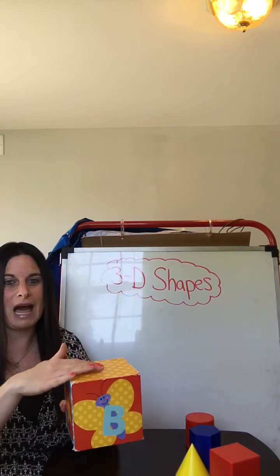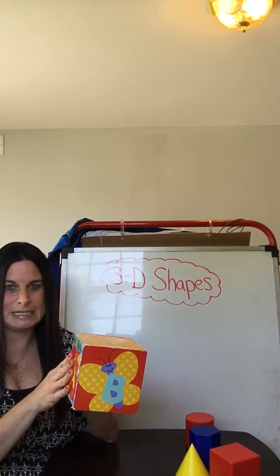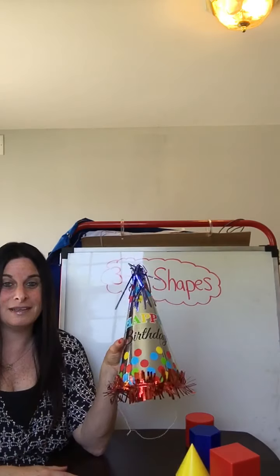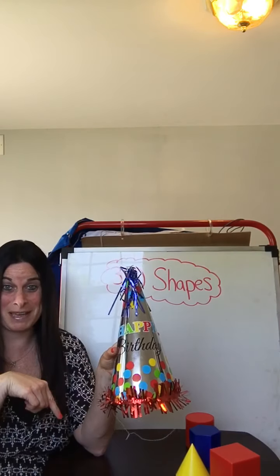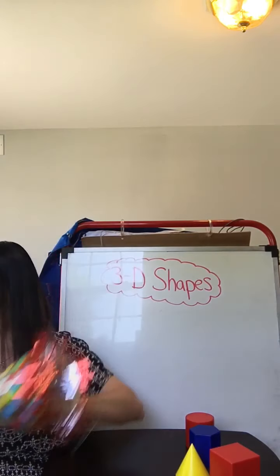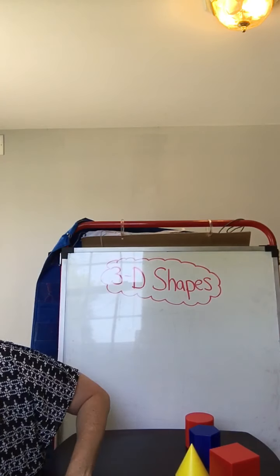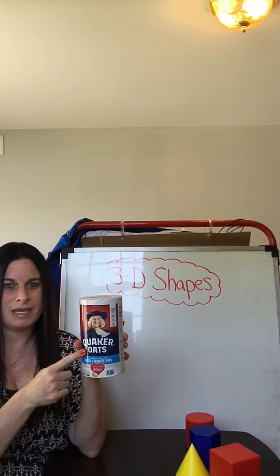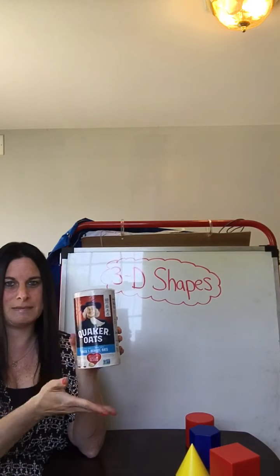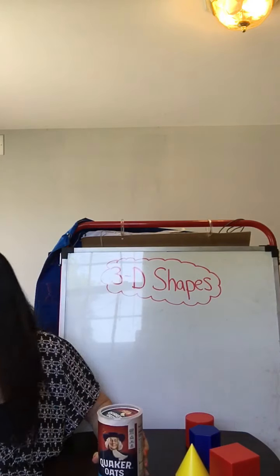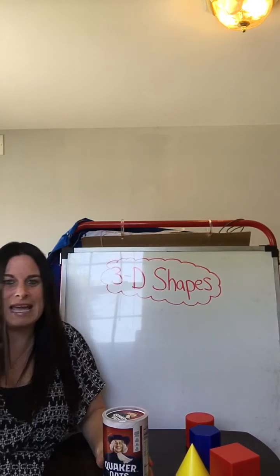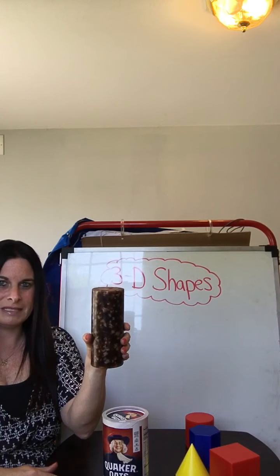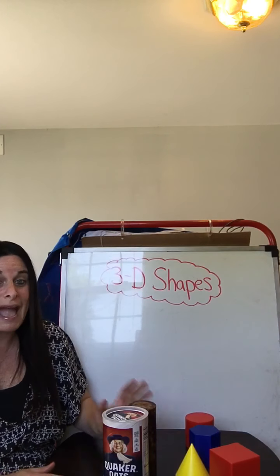For my cubes, I found these blocks that Jordan had in his playroom. For my cones, look what I found. I found a birthday hat for my cone. Looks like an ice cream cone. And for my cylinders, look what I found. I found this in my kitchen. It was an oatmeal container. It has my 2 flat sides and goes all the way around. And I also found this candle was also in the shape of a cylinder. So I found lots of cool things in my house.